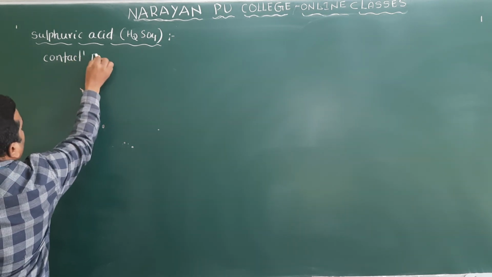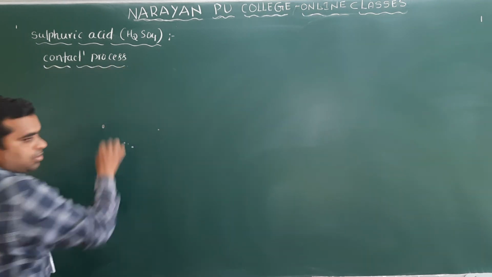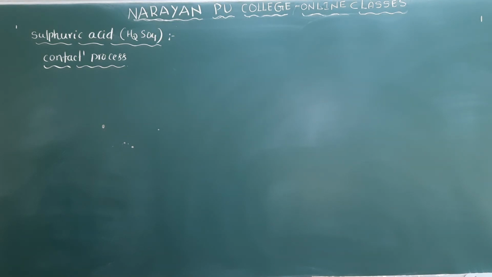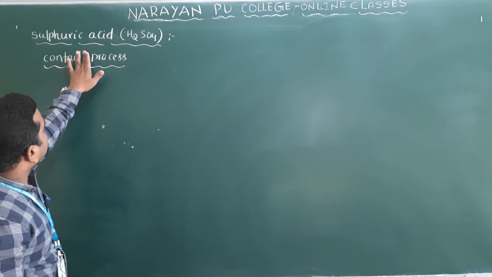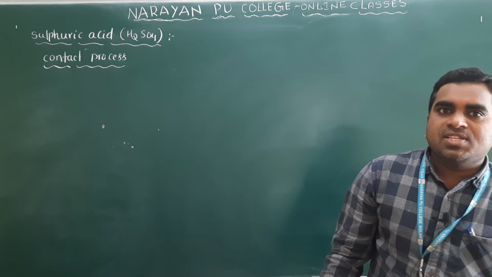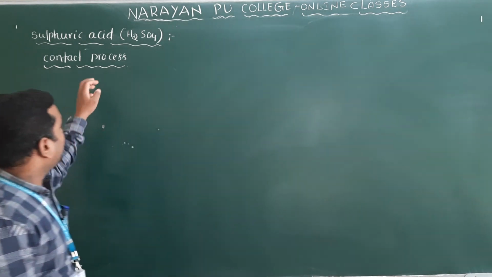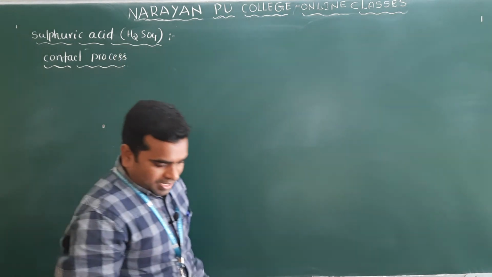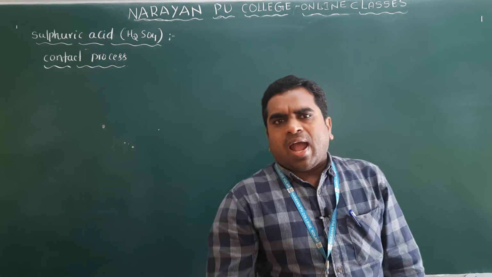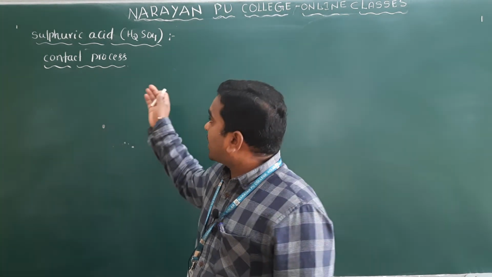Contact process. A very important process this is. How do we prepare by the contact process? Sometimes you can also write it as contact process. The contact process is used to prepare sulfuric acid. By using the contact process, which compound will be prepared here? Sulfuric acid.